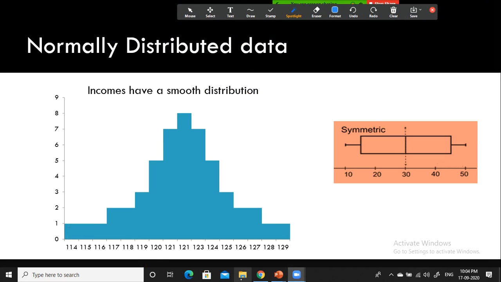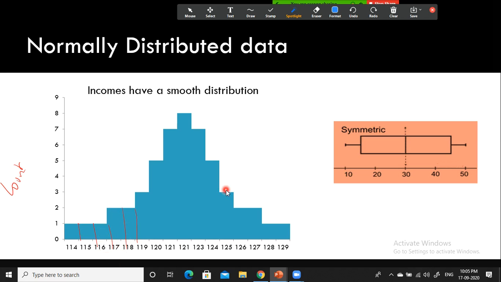I plotted income on the x-axis. On the y-axis, we have count. These values are in terms of hundreds. You just think, okay, this is 100, 200, 300, 400, 500. So some employees got 11,400 to 11,500. This is one bucket, right? This is one bucket. This is another bucket. This is another bucket, and this is another bucket.